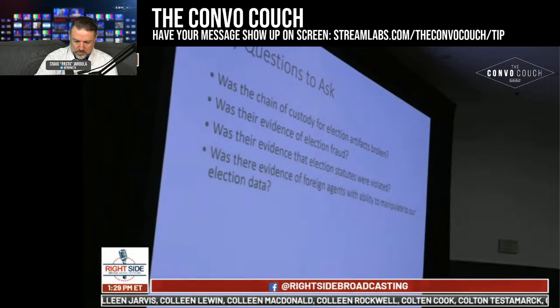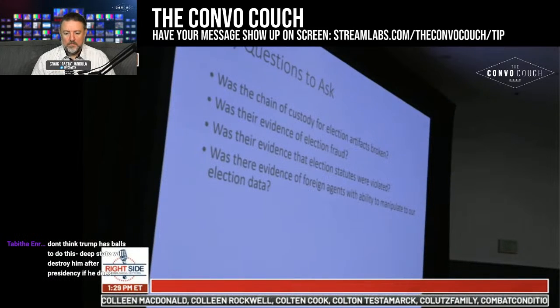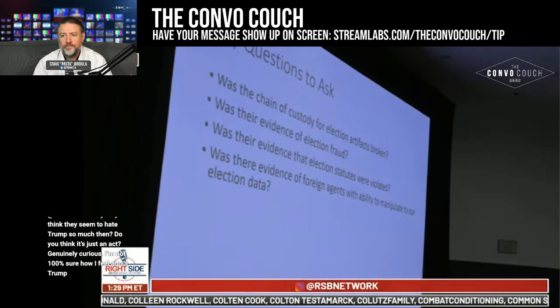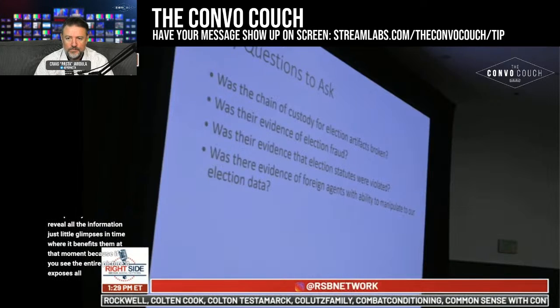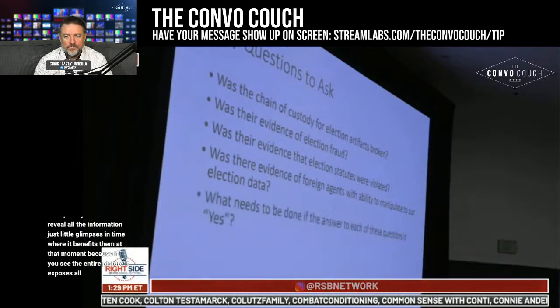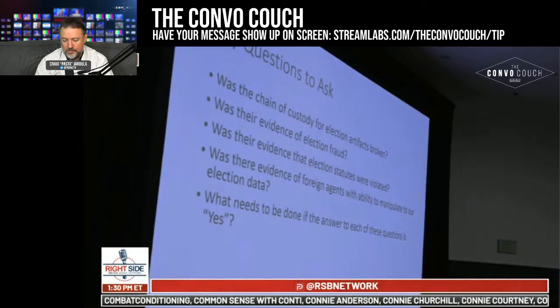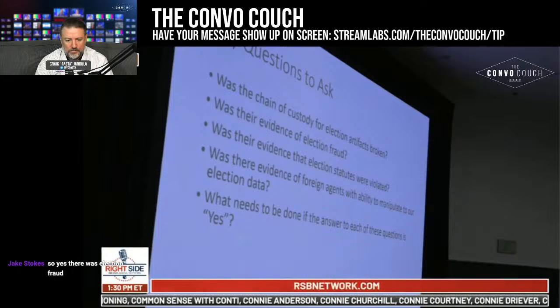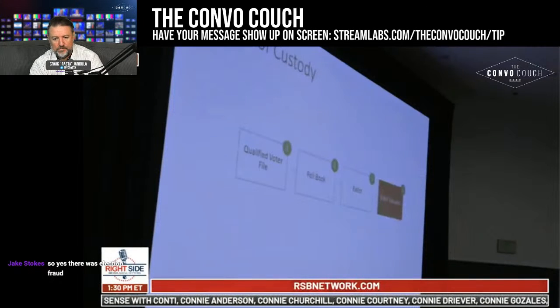Was there evidence of foreign agents with the ability to manipulate the election data and third parties getting access to that data? We believe that we've seen evidence of that as well. But the other thing we need to ask is, all right, what are we going to do about it if we see all this happening? And what options do you have as legislators? All right, so let's go to this chain of custody.